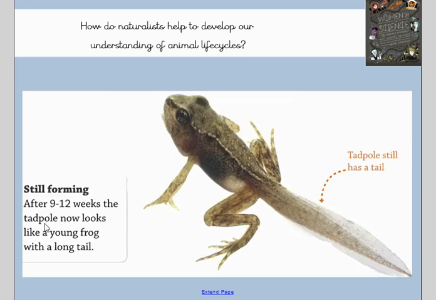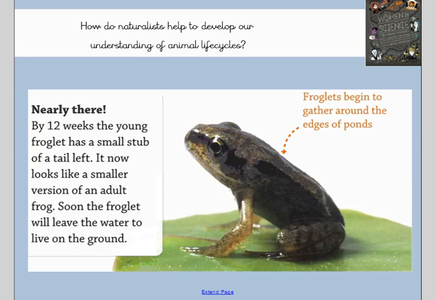Now, between 9 and 12 weeks, the metamorphosis continues, and we have front legs, hind legs. We've almost got a small frog here, but with a long tail. So we've not fully lost that tadpole part yet, okay? But it is still forming, it's still changing. And then from 12 weeks, we have the froglet. Okay, the tail is completely gone, unrecognizable as a tadpole anymore, become a frog, okay?